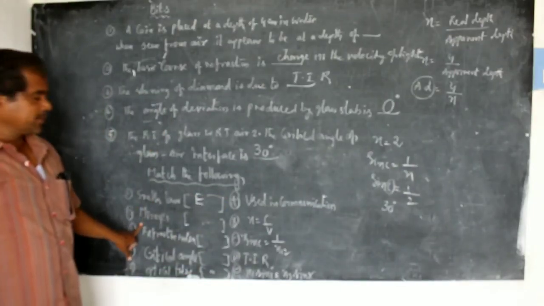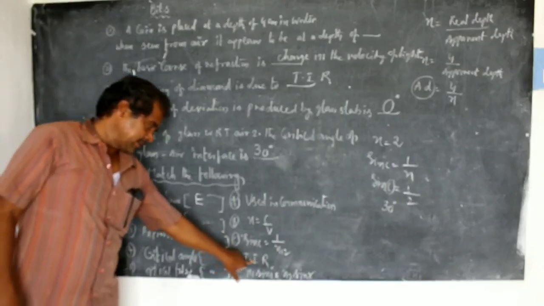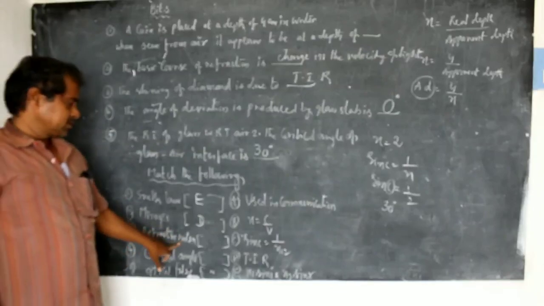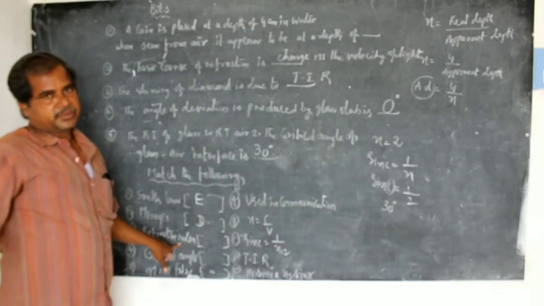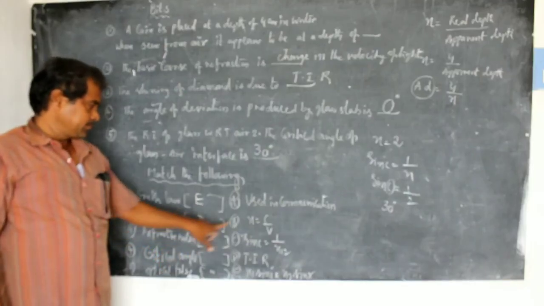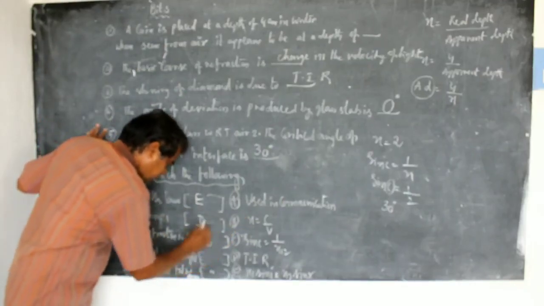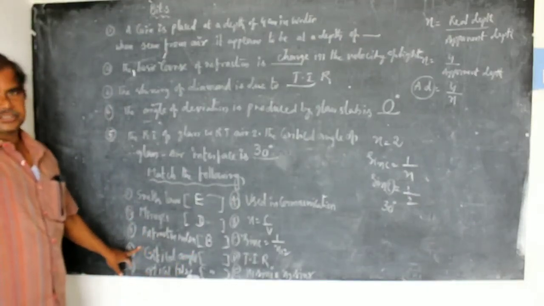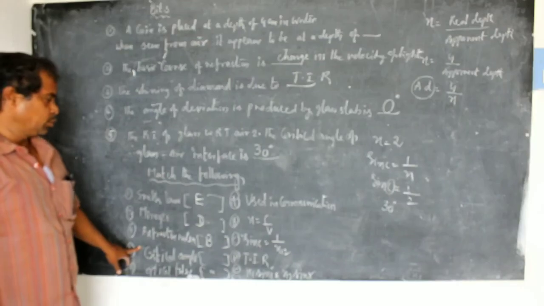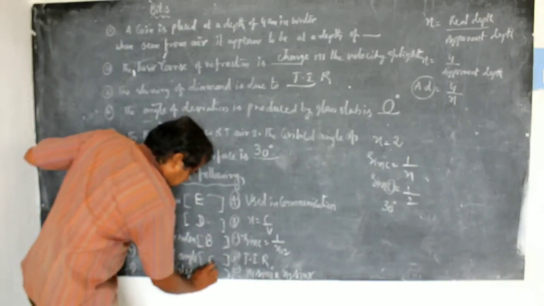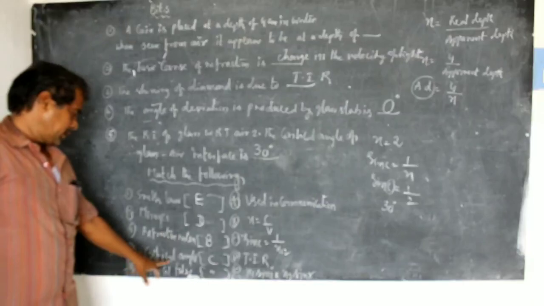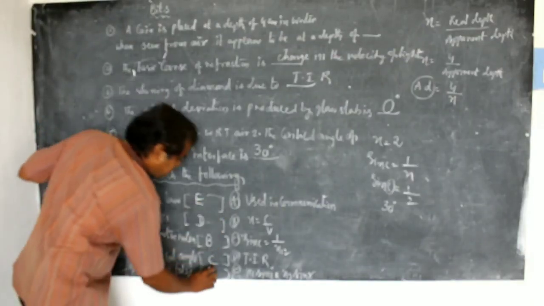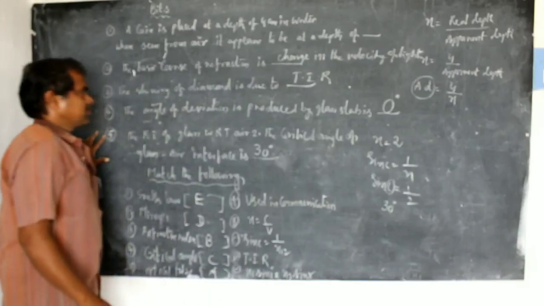Mirages. Mirages are formed because of the phenomenon of total internal reflection. D. Next, refractive index. Refractive index can be expressed as n is equal to c by v. B. Next, critical angle. Sin C is equal to 1 by n or sin C is equal to 1 by n12. C. Optical fibers. Optical fibers are used in telecommunications. Okay.